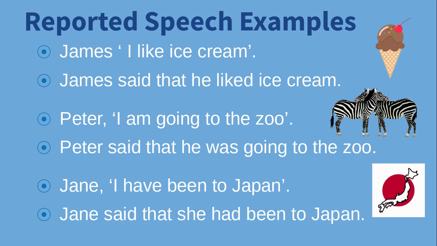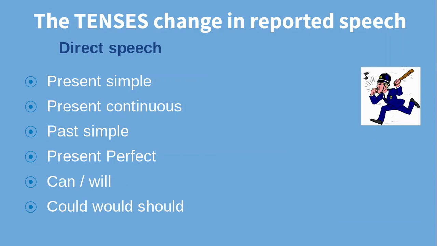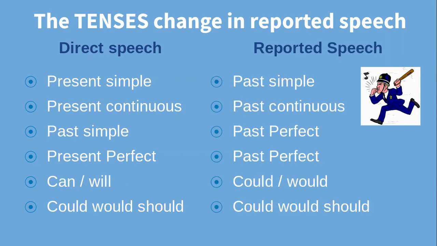"I like ice cream." He said that he liked ice cream. "I am going to the zoo." He said that he was going to the zoo. Okay, what happens when you move from direct speech to indirect speech, or direct speech to reported speech, is that the tenses change, and they change in this way.